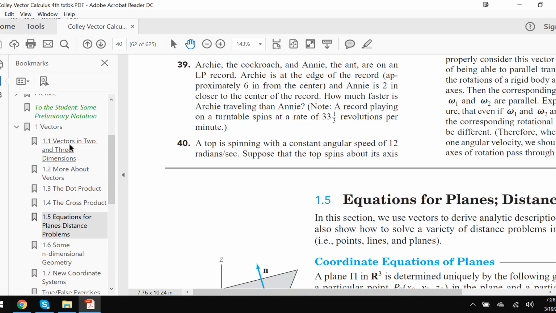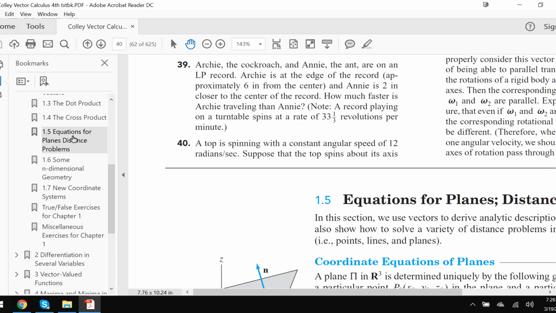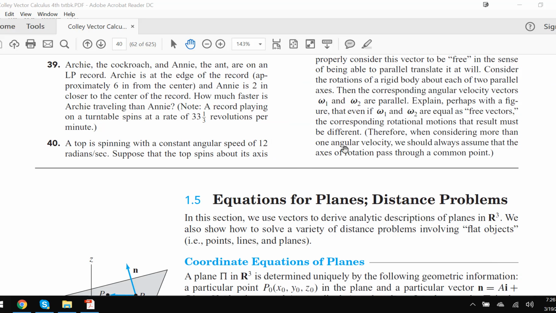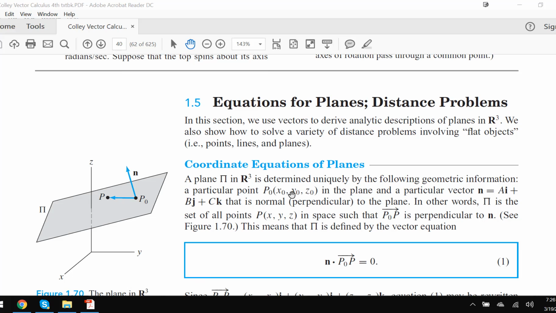Okay, we have a little bit more to do in Chapter 1. So, equations for plane distance problems, and the little n-dimensional geometry, new coordinate system. So, equations for plane distance problems. So, coordinate equations of planes.